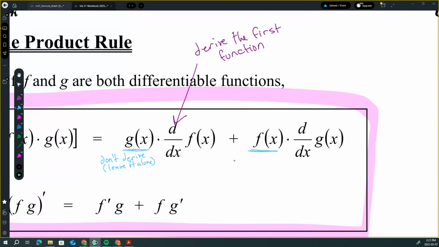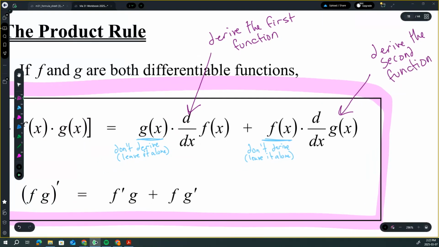and then you're going to leave the first function, so you don't derive our first function, which is f of x. So leave it alone. But you're going to multiply that with the derivative of the second function. Okay.